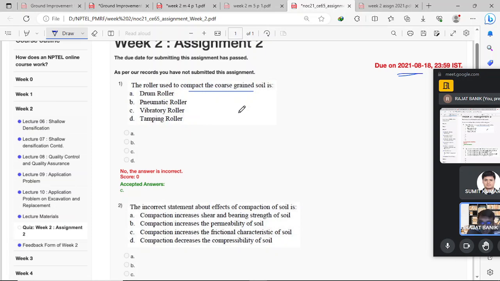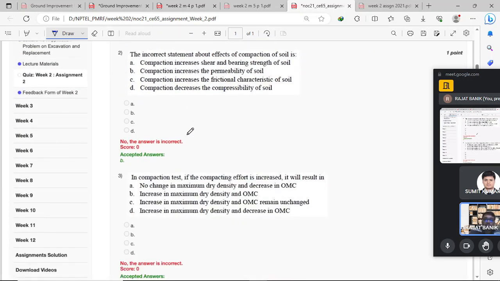So the suitable answer is C for that question. Then the second one tells us to find out the incorrect statement given below for the effect of compaction of soil. What is the incorrect statement from the given options?